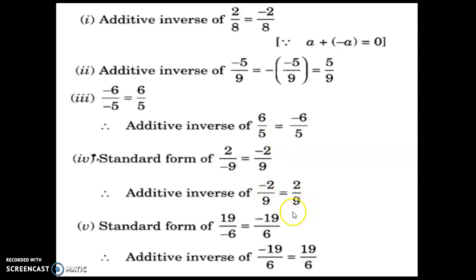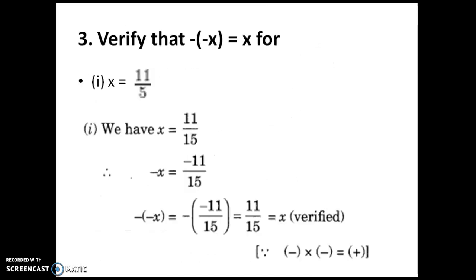Then the fifth problem is the same way: minus is in the denominator, so put it in the numerator for standard form. Then since it is minus, put the answer as plus, plus 19 by 6. So this is the additive inverse of the last one, 19 by minus 6. Moving to the next problem.